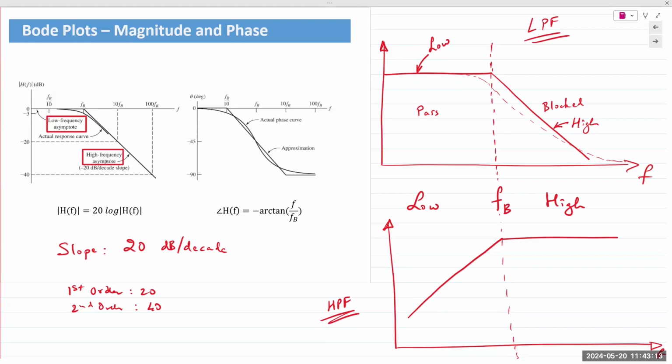Okay. We only study first order and second order. Second order filters are also just the resonant bandpass filters, nothing else. Okay, any questions? Good.